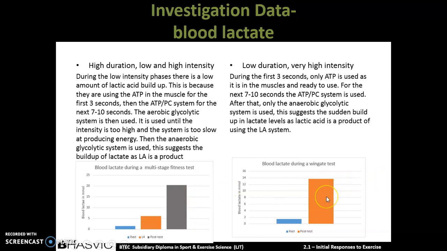However, this is similar to the blood lactate during the Wingate test, as it is a short duration but very, very high intensity. For the first 3 seconds, we would say that the ATP is the only system being used, the ATP system is the dominant system, and the others are just less effective at this time. For the next 7 to 10 seconds of the event, the PC system is dominant. After that, the anaerobic glycolytic system is used. This would then suggest a sudden buildup in lactic acid.